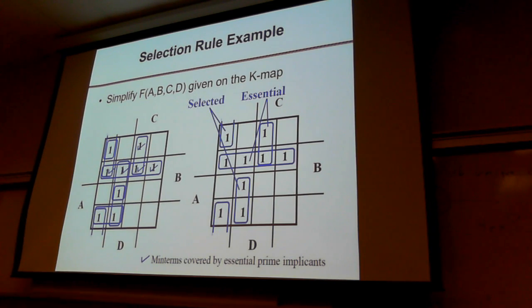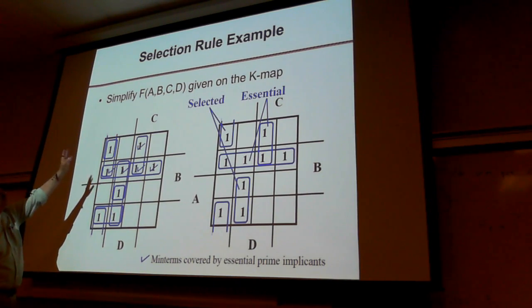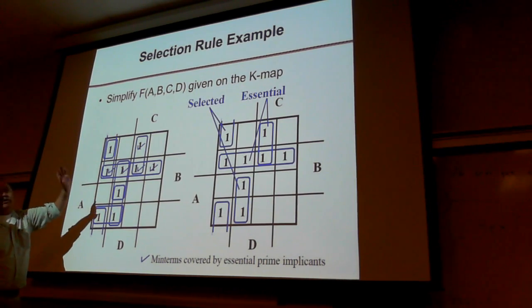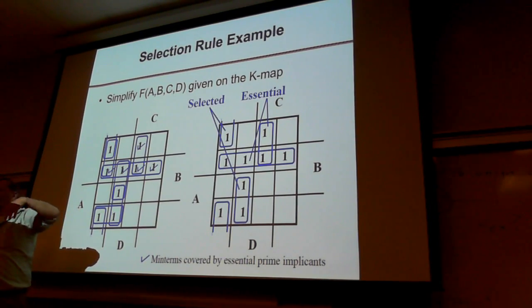So a couple of you have been asking questions about selections. What's the best way to select these things? This is an example. I have this function f of a, b, c, d. I don't care what the function is at this point, because all we're worried about is how do I use a K-map to optimize.